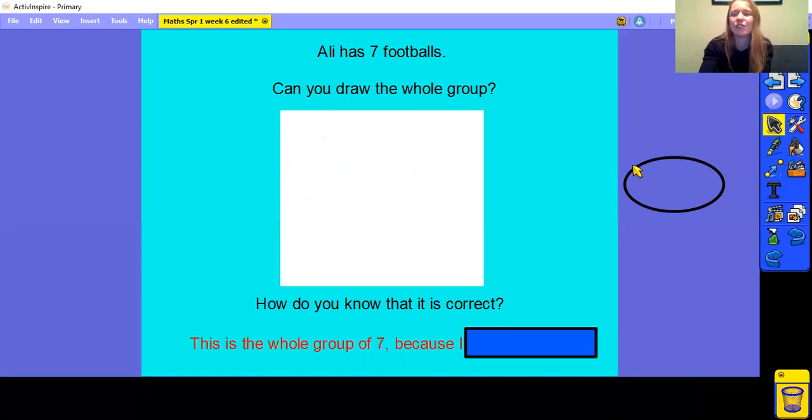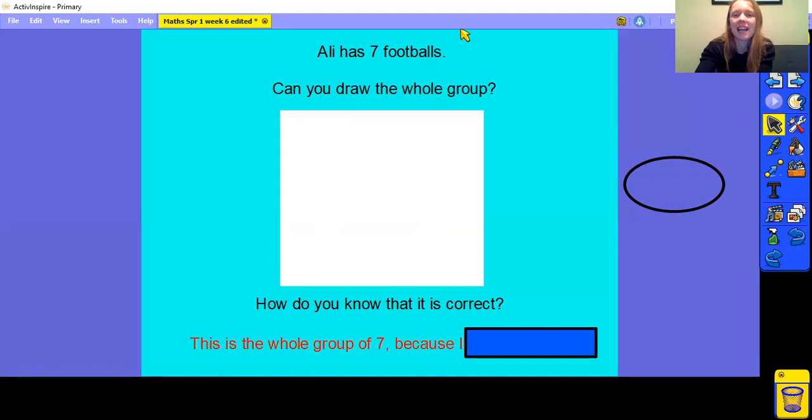Let's have a go at this one. This time, it's your turn. Read the sentence at the top, draw the whole group, and then talk to your grown-up about how you know it's correct using the red sentence at the bottom of the screen. Pause the video while you do that and then come back and we'll do it together.